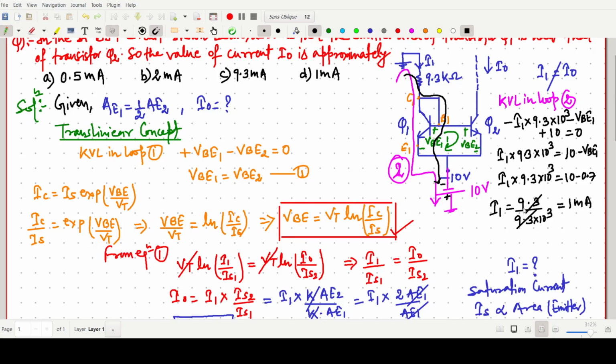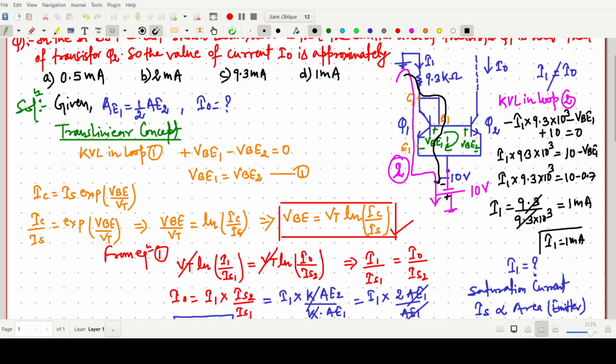Very simple calculation is there, but we have to know some network theory concepts, how to use KVL and where we have to use it. By solving such types of questions, you will become an expert. So now the value of I1 is 1 milliampere.